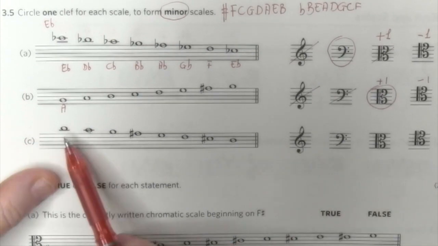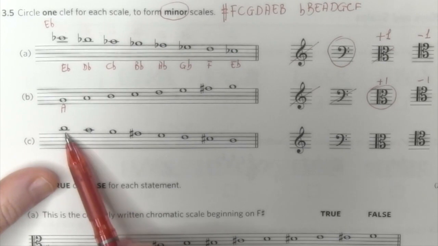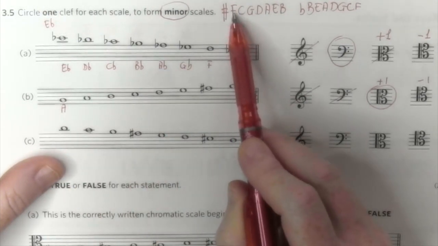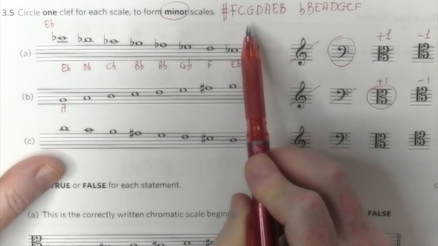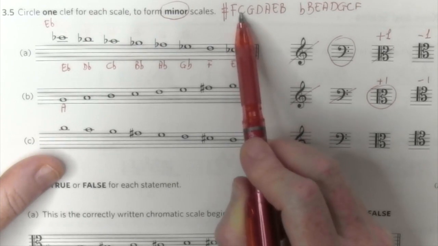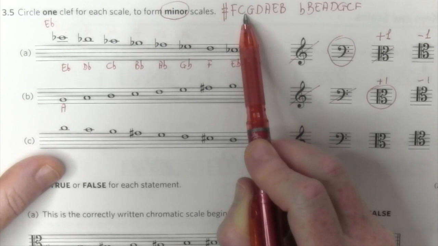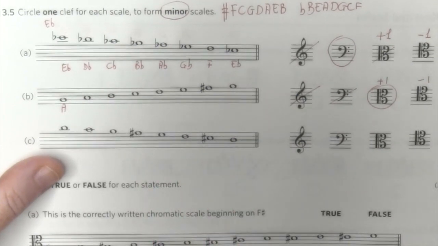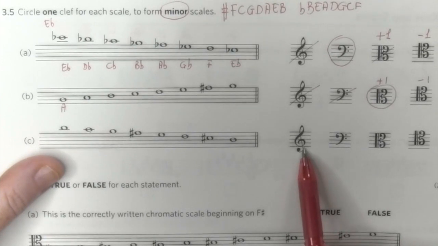In treble clef, this is B. B minor is the relative minor of D major. And D major has 2 sharps, because D minus 1 semitone is C sharp. So, fa and do. We have fa and do here. So I think the answer is the treble clef.